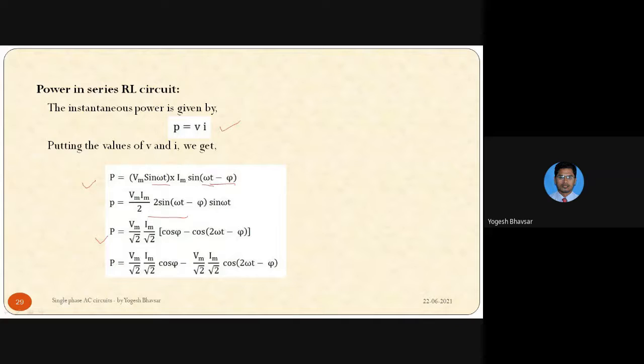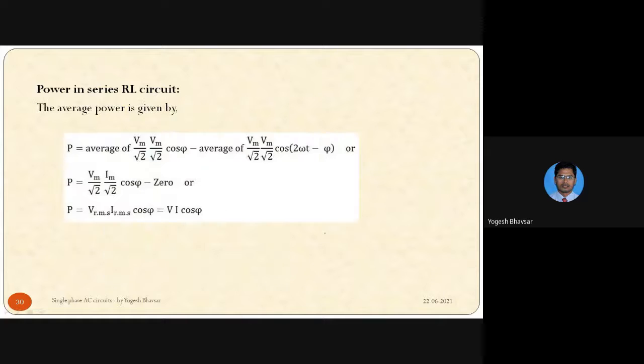Then we can use the different rules for trigonometry. Here is the simple arrangement: Vm Im by 2, which is nothing but Vm by root 2 times Im by root 2. Right? 2 sin A into sin B is cos(A minus B) minus cos(A plus B), I think. So by this we can have it in terms of cosine. Then just simplify it, then two terms we have. This is the instantaneous power.